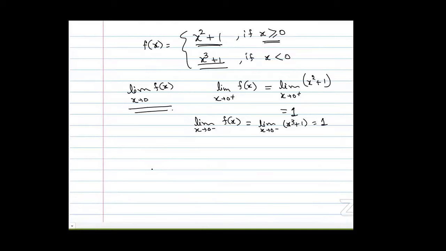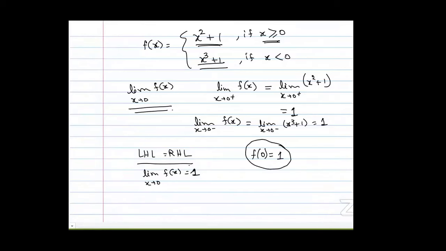Okay. Yes. So here you can see that the left hand limit and right hand limit are equal. So it means this limit is nothing but 1. This limit exists and it is 1. Now my question is, is it always necessary that... in this case, you know what f of 0 is? f of 0 is also 1, right?